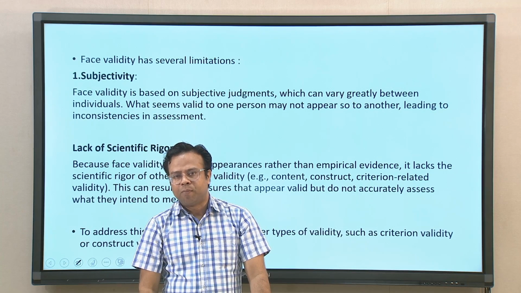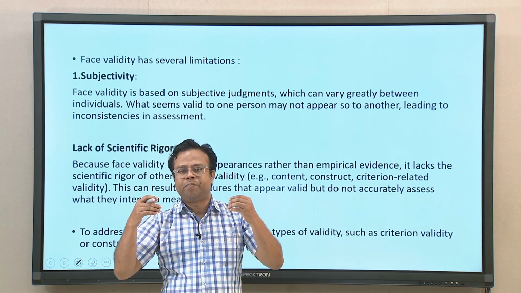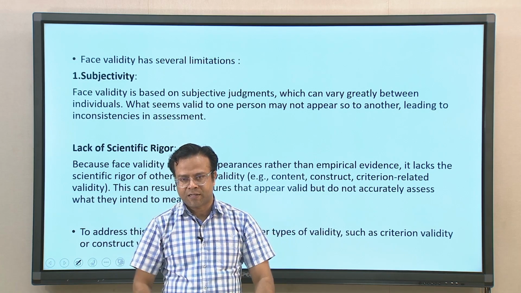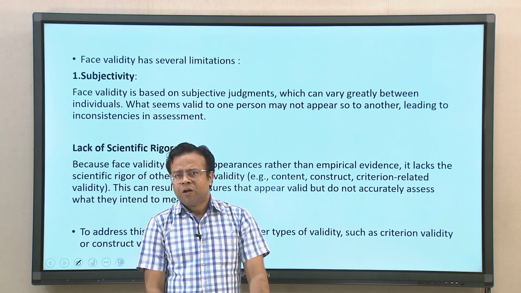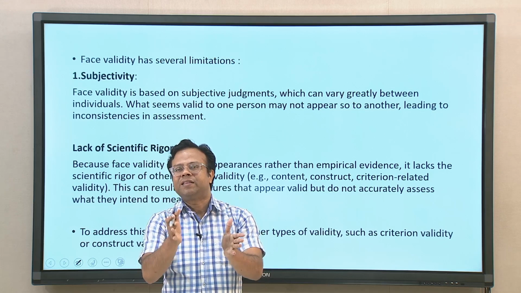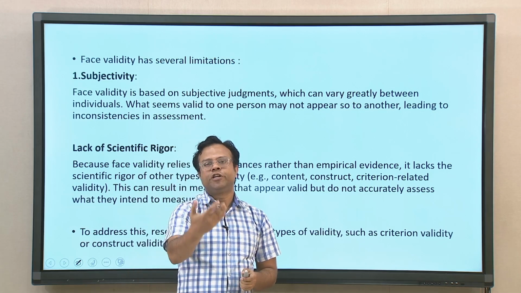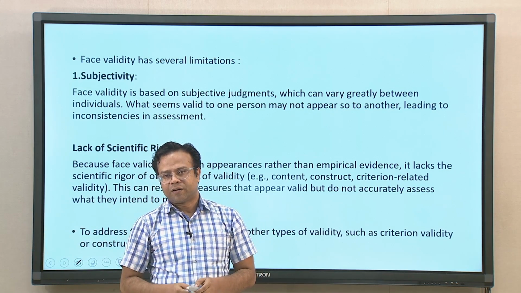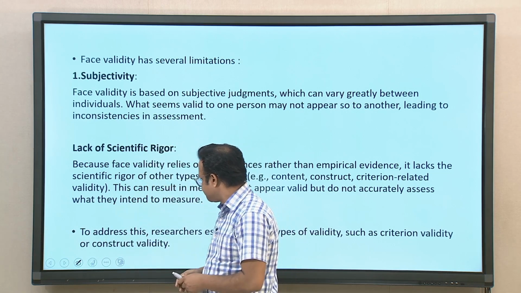The second important problem with face validity is that it lacks scientific rigor, because it is mostly based on the appearance of the structure or items of the test. It does not have any empirical evidence. So, this is just a starting point, but you cannot determine the validity of a test based on face validity alone. Okay? So, for that we need to test other kinds of validity, which are construct validity and criterion validity, that we will be talking about.